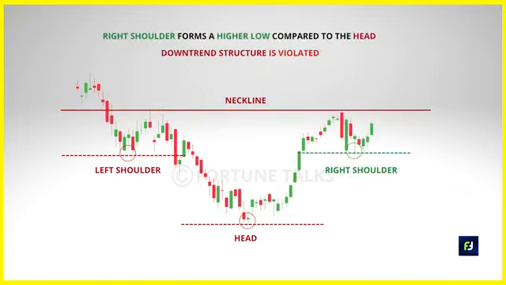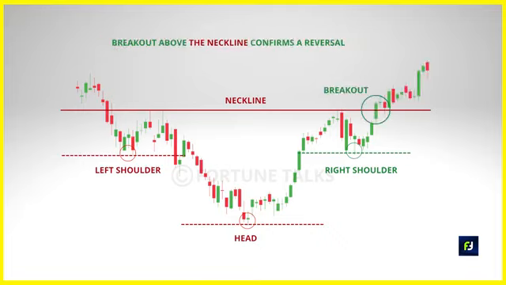Now, the sellers tried to push the price down one last time, but they were met with intense buying pressure, thereby forming a higher swing low compared to the head of the pattern. Now, this forms the right shoulder of the pattern, and it tells us that the sentiment has changed from bearish to bullish. And if the price manages to break above the resistance, then the inverse head and shoulder pattern is confirmed and the market could continue higher.